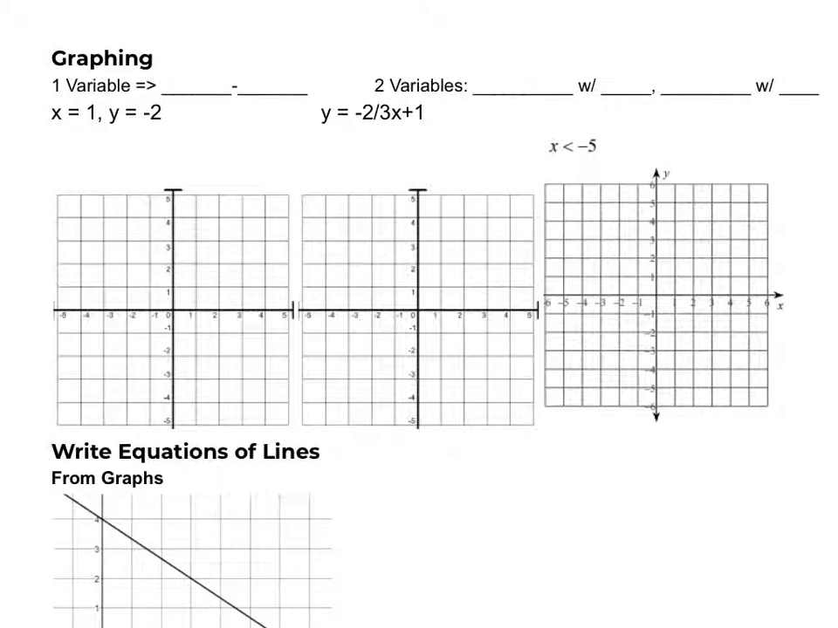We then looked at graphing. When we're graphing and it's one variable, we can use the mnemonic device HOY VUX. That means horizontal lines have 0 slope and our y equals a number. Vertical lines have undefined slope and our x equals a number. When we have two variables, we're going to begin with B and move with M. Begin with B, move with M.